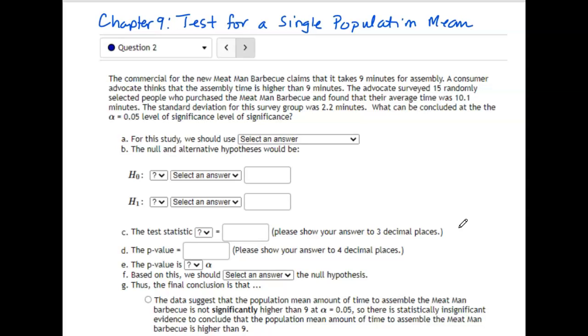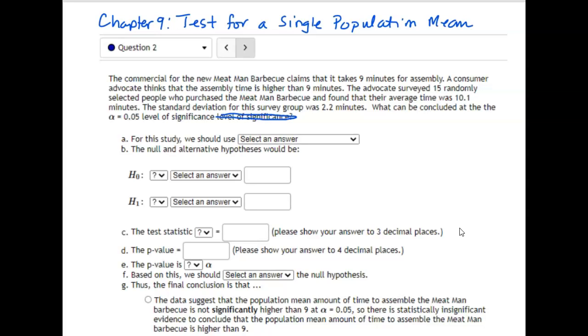The advocate surveyed 15 randomly selected people who purchased the Meat Man barbecue and found that their average time was 10.1 minutes. The standard deviation for this group was 2.2 minutes. What can be concluded? The alpha is 0.05 level of significance.